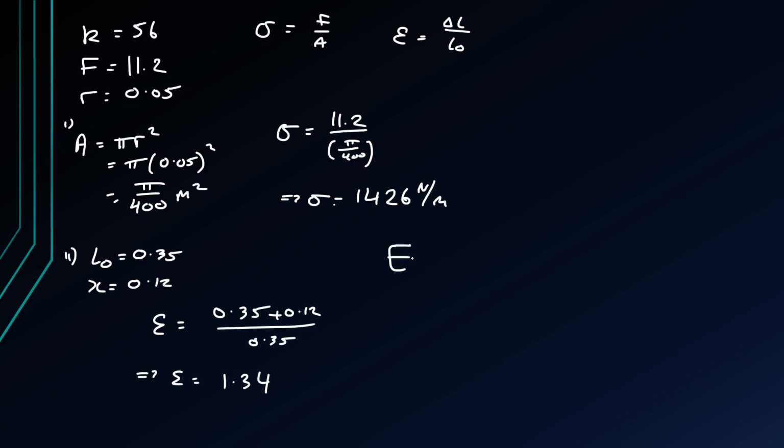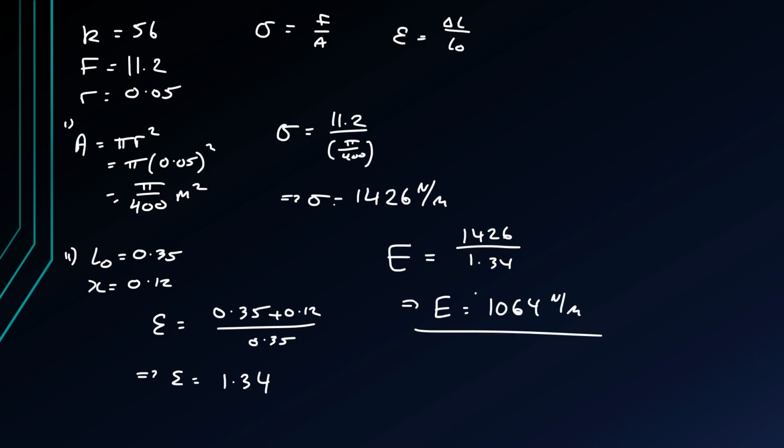So now, capital E is sigma over epsilon, which is 1426 divided by 1.34, which gives us 1,064 newtons per meter. So it's key to note that because epsilon is dimensionless, the Young modulus and the stress of the spring have the same units.